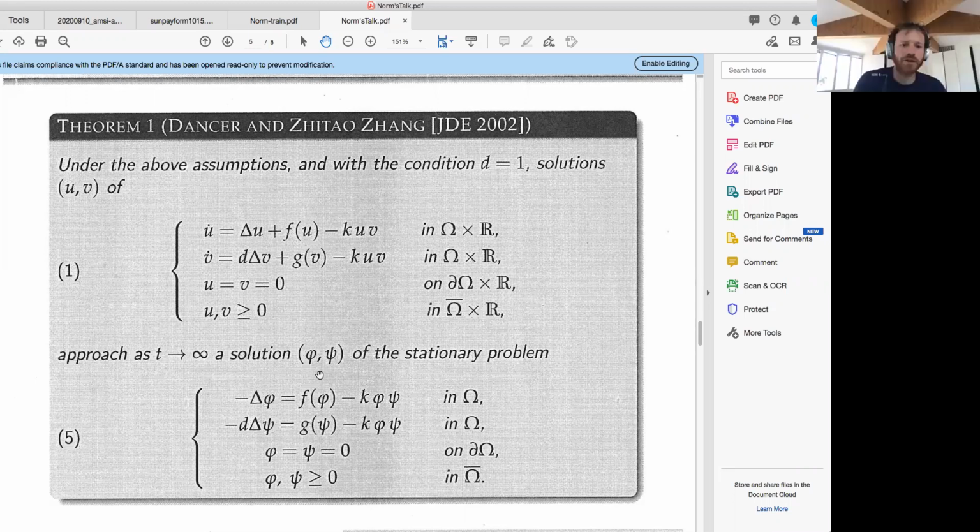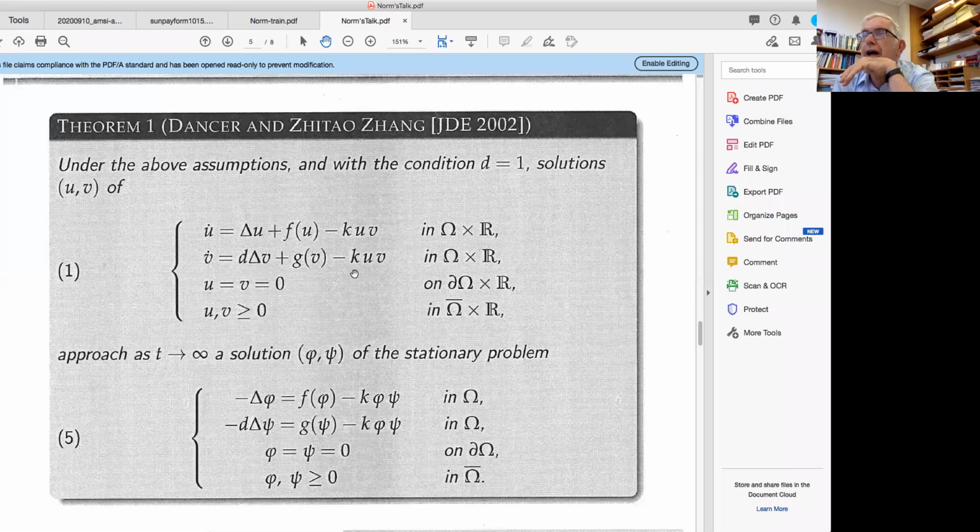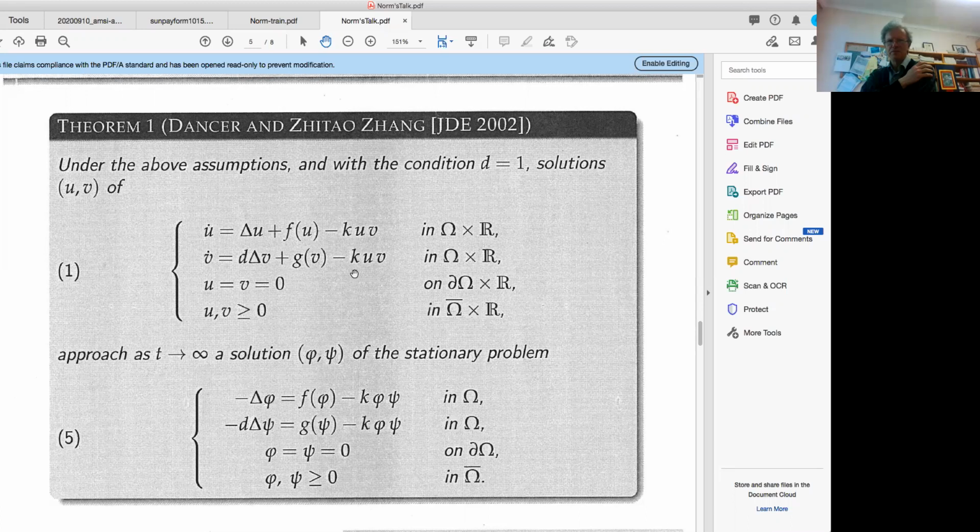I've got a question from Ting Ying in the chat, who asks, what does large K represent in the two competing species? Well, it means the two species are competing very strongly. The two populations are basically competing very strongly for their food supply. I think people say K measures the strength of competition. The stronger the competition, the bigger the K. If there's no competition, K equals 0.